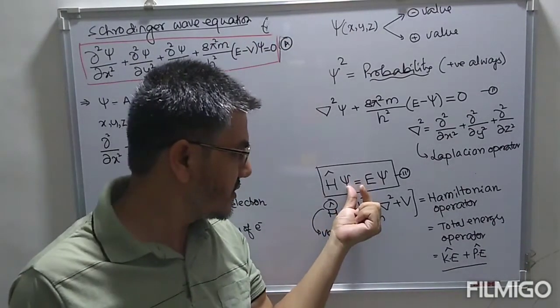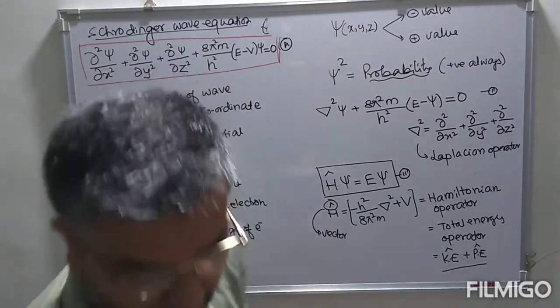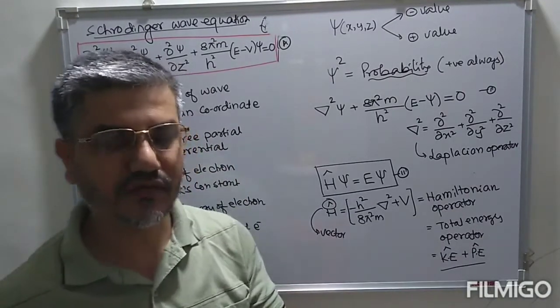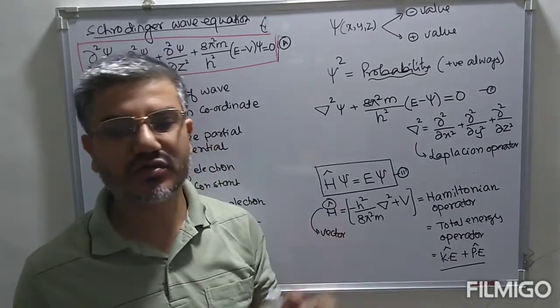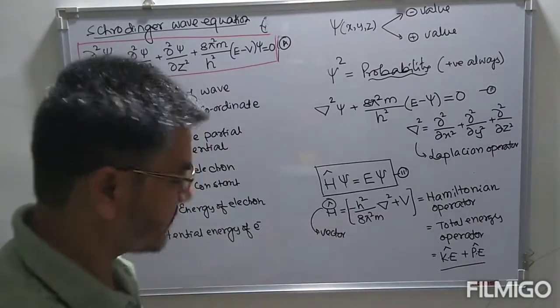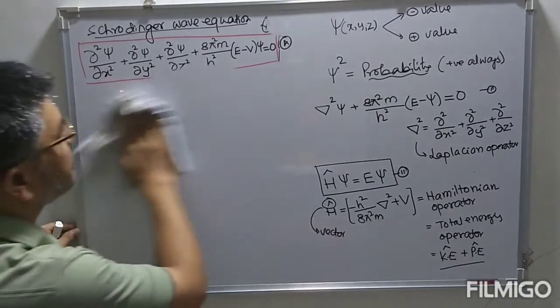This wave function psi has some important properties. Only if the wave function psi satisfies those properties will it act as a wave function for the electron. So let's see the properties of this wave function psi.